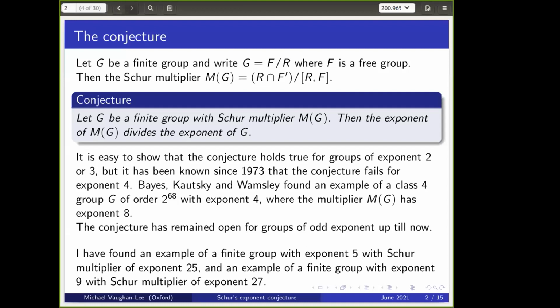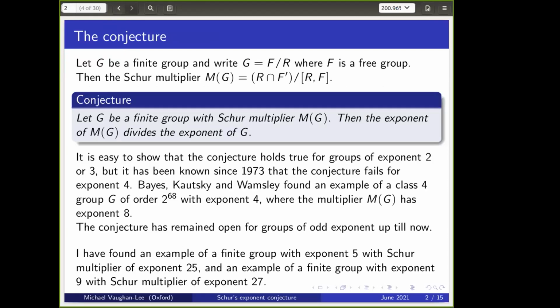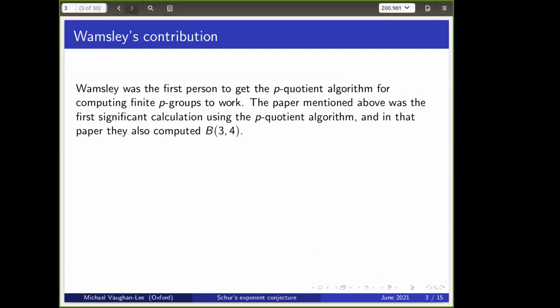I'd like to take a little bit of time to talk about Walmsley's contribution. It was Walmsley, Bayes, Kautsky, and Walmsley who found this example way back in 1973. Walmsley was actually the first person to get the p-quotient algorithm for computing finite p-groups to work. And this paper, where they found the counterexample to Schur's conjecture, was the first significant calculation using the algorithm.